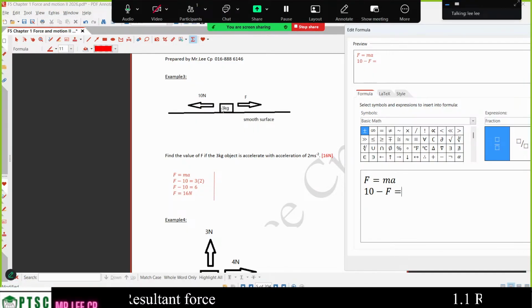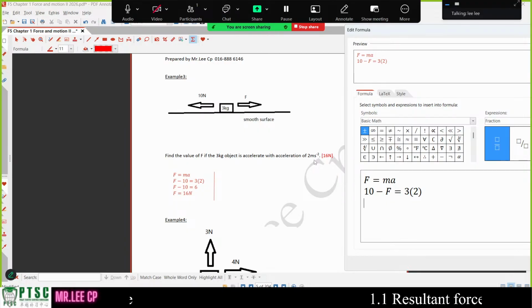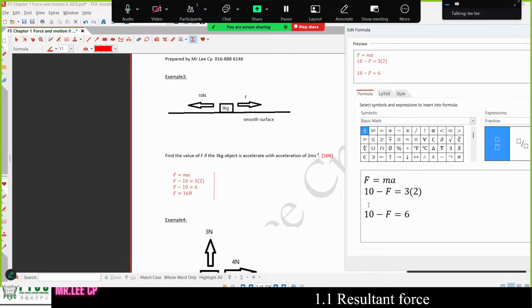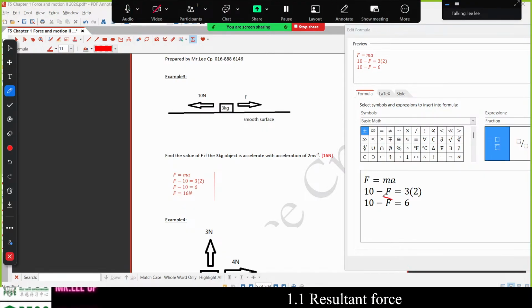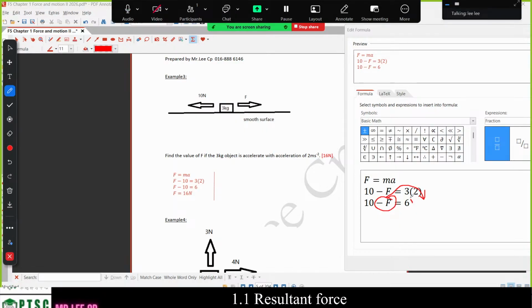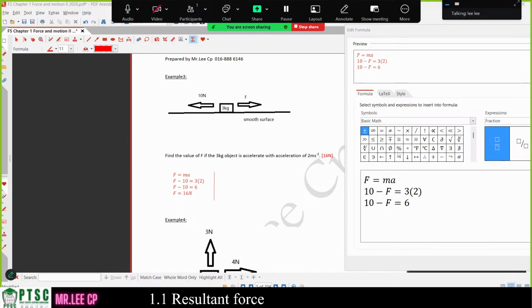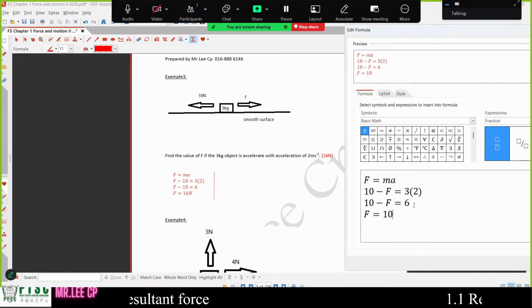m, what is the mass? 3. a is 2, right? So 10 minus F is equal to 6. So I'm going to bring the F to here. This negative F, I bring to here, becomes positive F. This 6 is positive, I bring to here, becomes negative. So F is equal to 10 minus 6, which is F equal to 4 Newton.